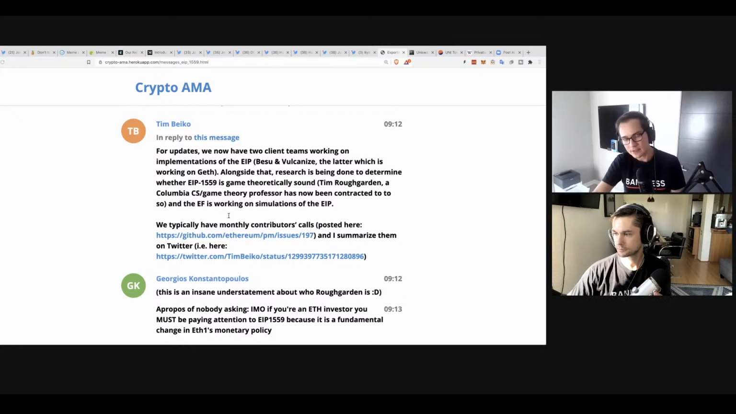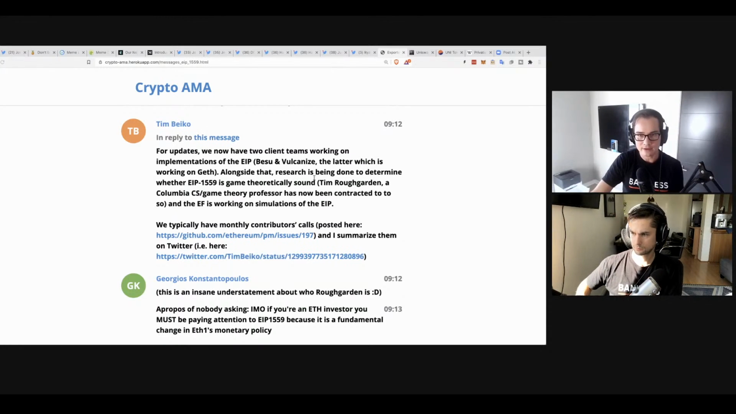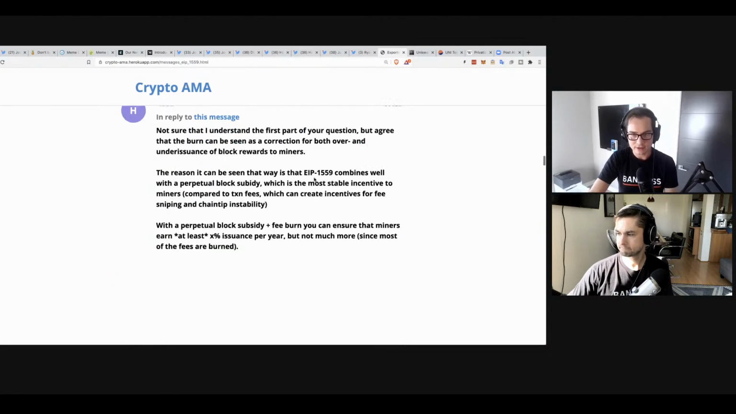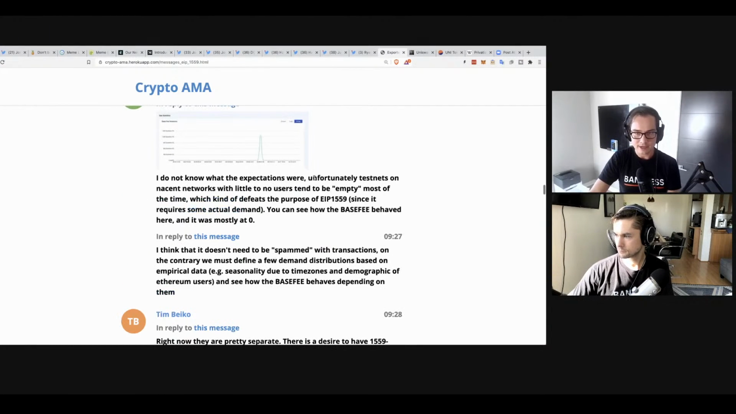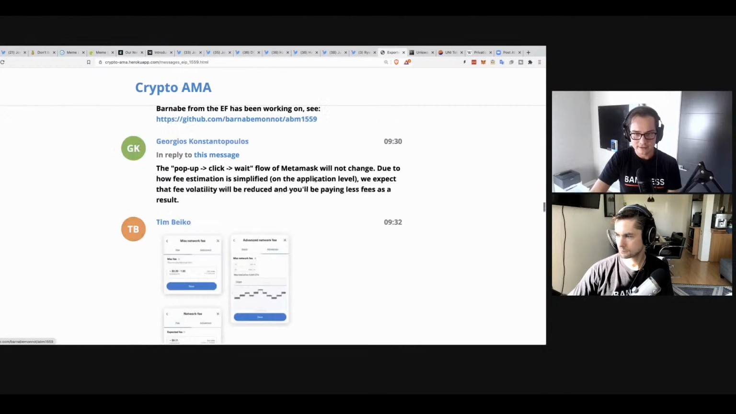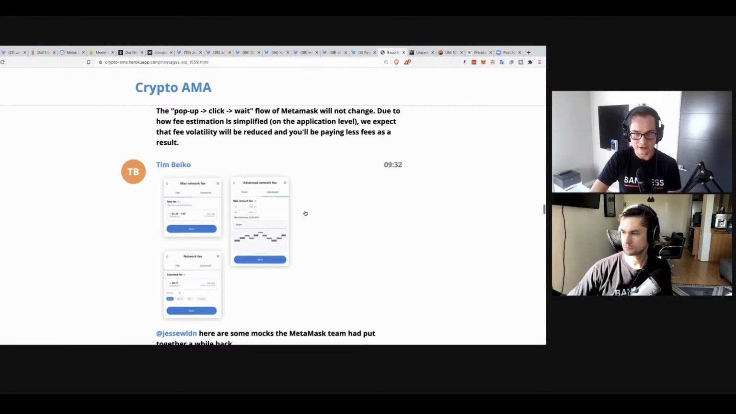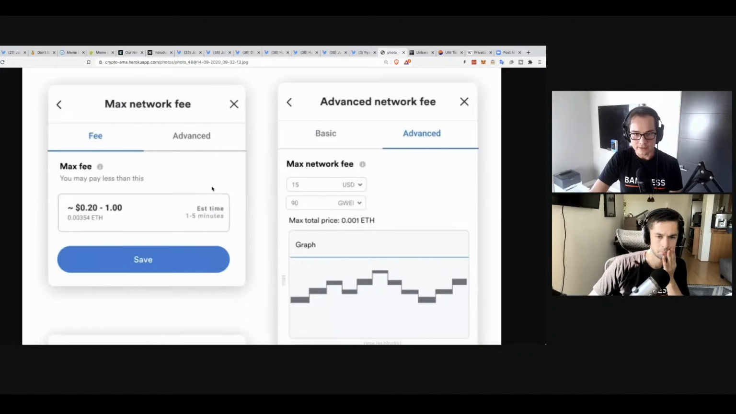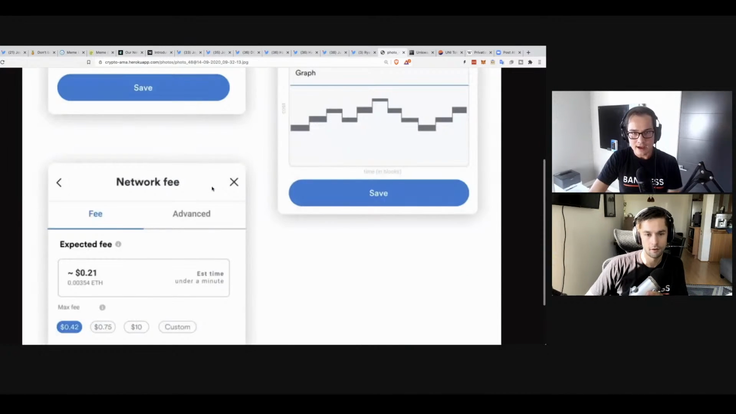Anyway, the answers in the AMA were great. They also talked about how the question came up of how this would look in MetaMask. Is this going to totally change the user experience? Someone actually threw up screenshots of how this would look in MetaMask, which I think are kind of great. Oh wow, that is really cool.